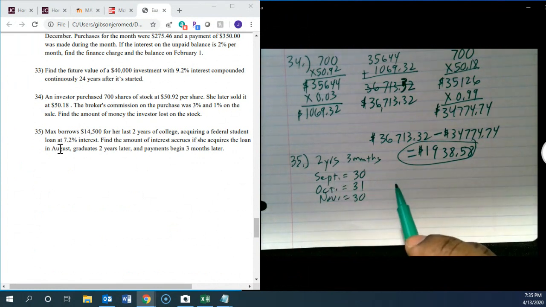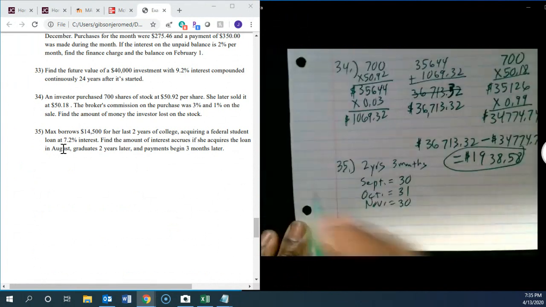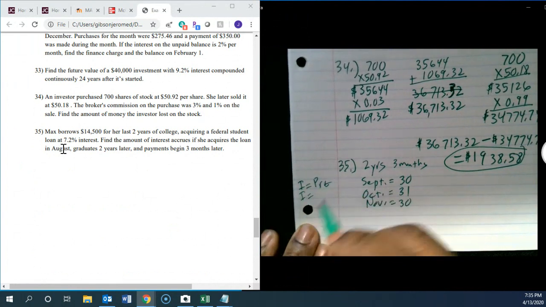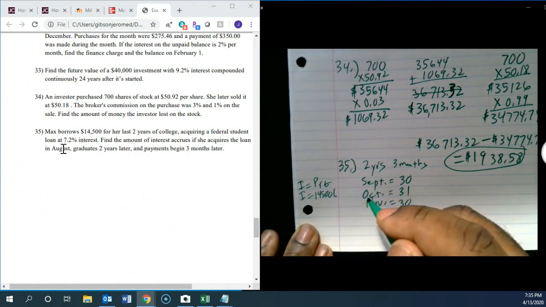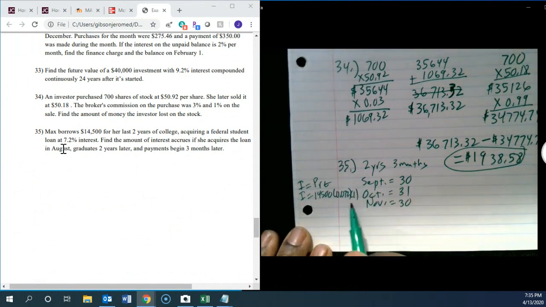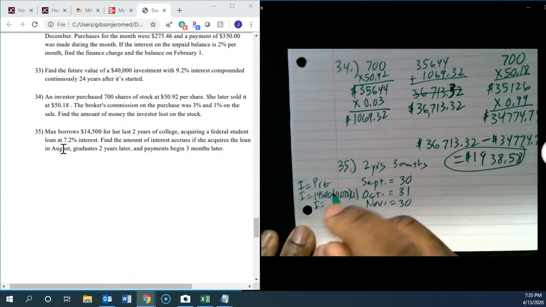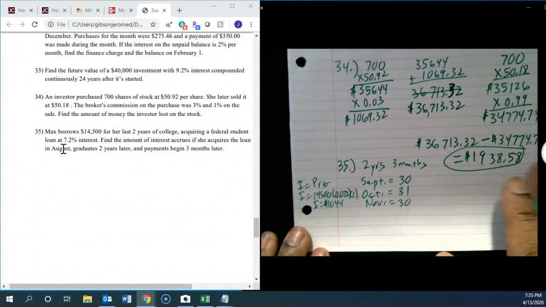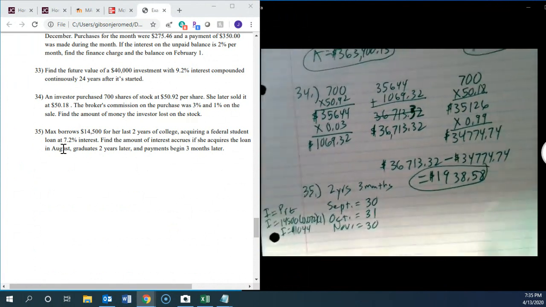Okay, so this is what we would do. We would take the simple interest formula. I'm going to go off to the side here and just do it according to 1 year. So the principal here was $14,500. The rate was 7.2%, which is 0.072. And the time, we're going to do it for 1 year. So the interest here would be $1,044. Now, the reason why we're doing it for 1 year is so that we could find out these values here.